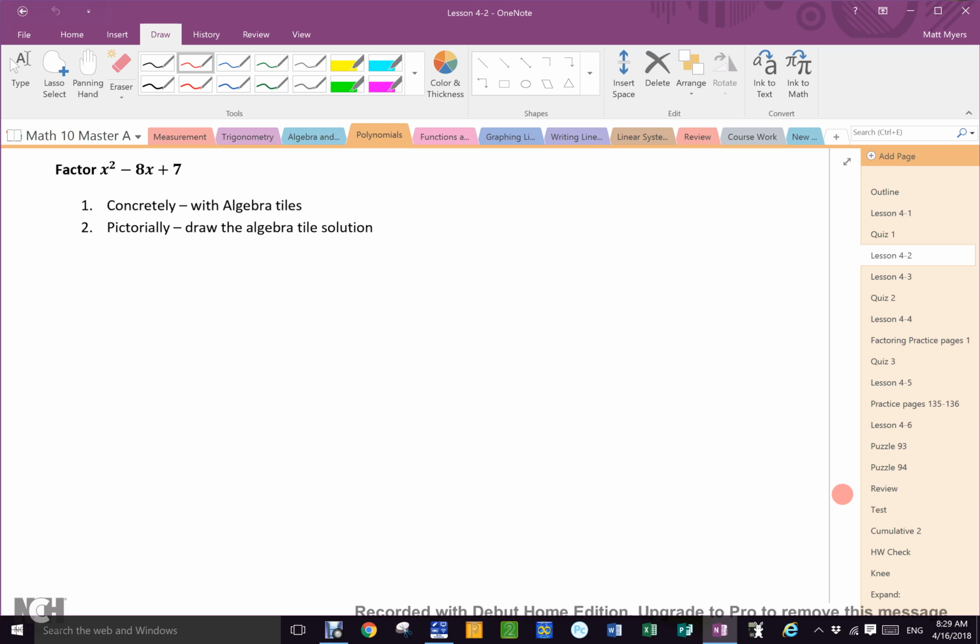X squared, what do I do with the 2 numbers? Add them. Negative 1 and negative 7 is negative 8x. And what do I do with them the second time? Multiply them to get 7. Does everybody see what I did? This was expansion. I added them together to get 8. I multiplied them together to get 7, right?